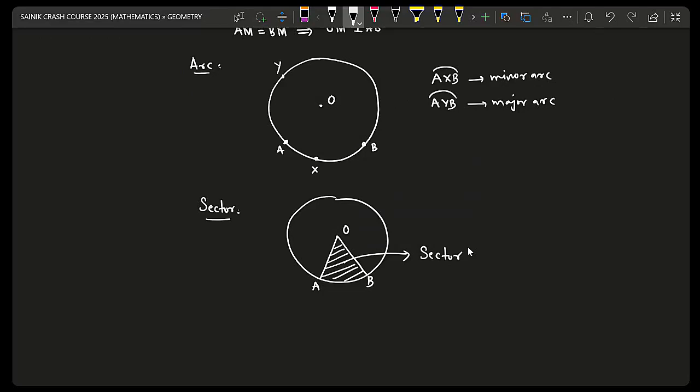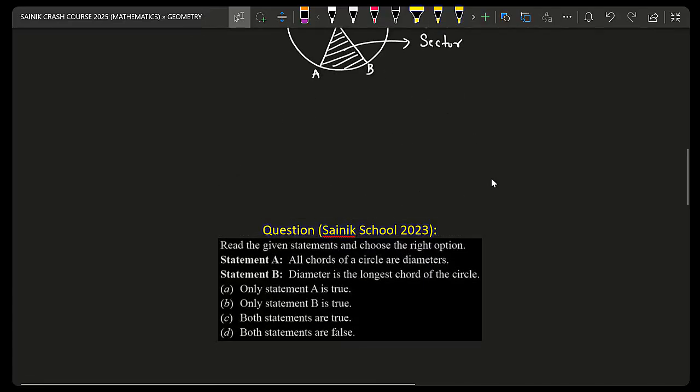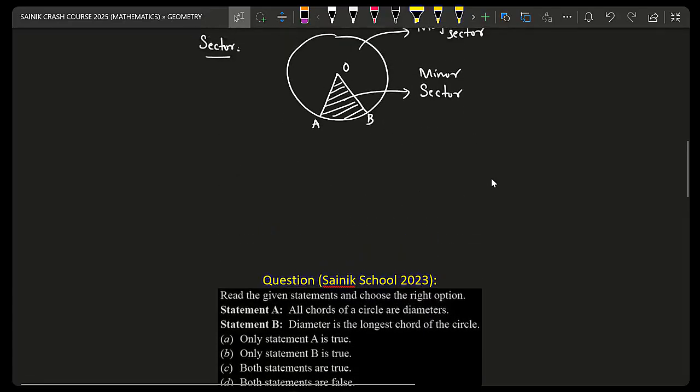In sector also we have two types: minor sector and major sector. The one which I have shaded here is the minor sector, and the other one which is not shaded is the major sector. And the next part in a circle is the segment. Next we're going to discuss segments.